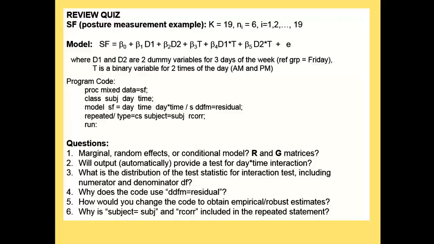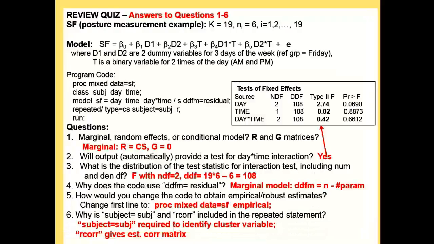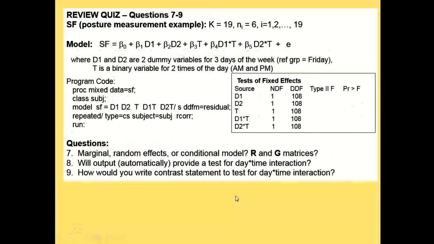vcorr actually gives you the estimated R matrix for the first person in the data set. So if there's unbalanced data, it's only going to give you that for the first person. The first person has 6 observations in this case. And there are the answers to this. These are all the answers to what I just talked about. Now I'm still going to go on here, and then we're going to take a break. Okay, here's another model.